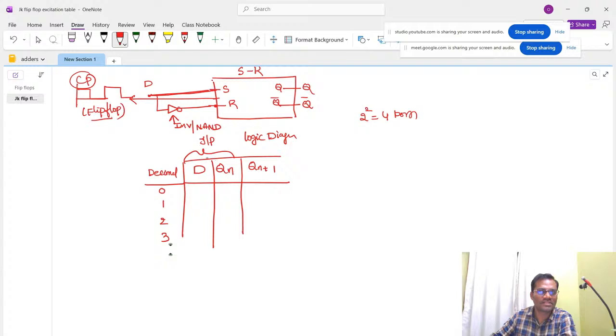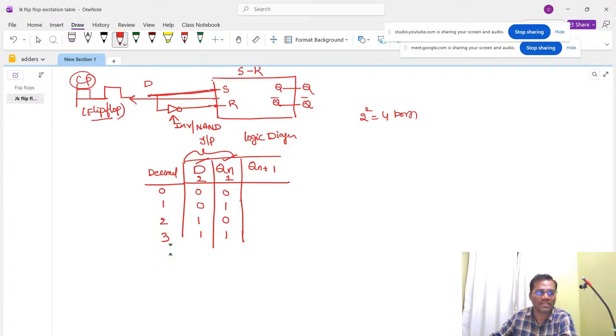When you write this in BCD form, 2 to the power 0 is how much? 1. 2 to the power 1 is how much? 2. Now write this in binary form: 0, 0. Next, 0, 1. Next, 1, 0. Next, 1, 1. So the inputs to this D flip-flop are D and Qn. We need to find out the Qn plus 1 value.